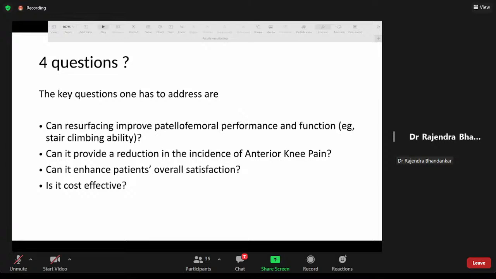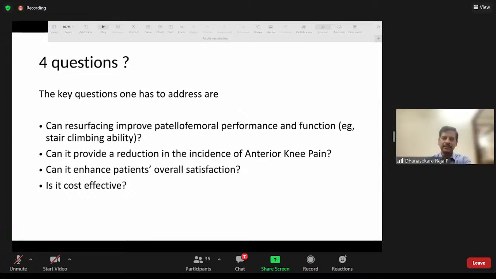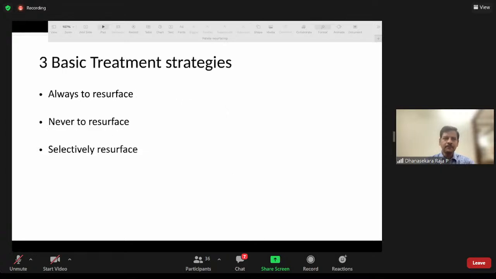Basically, there are 4 questions. Question number 1: can resurfacing improve patellofemoral performance and function, an example being stair climbing ability? Can it provide a reduction in incidence of anterior knee pain? Can it enhance patients' overall satisfaction, and is it cost effective? So there are 3 basic strategies: always to resurface, never to resurface, and selectively resurface.